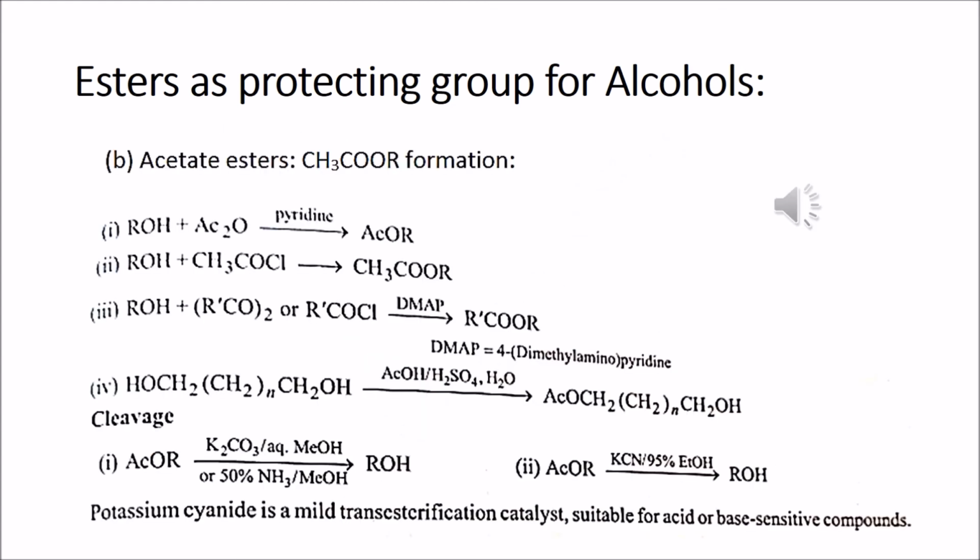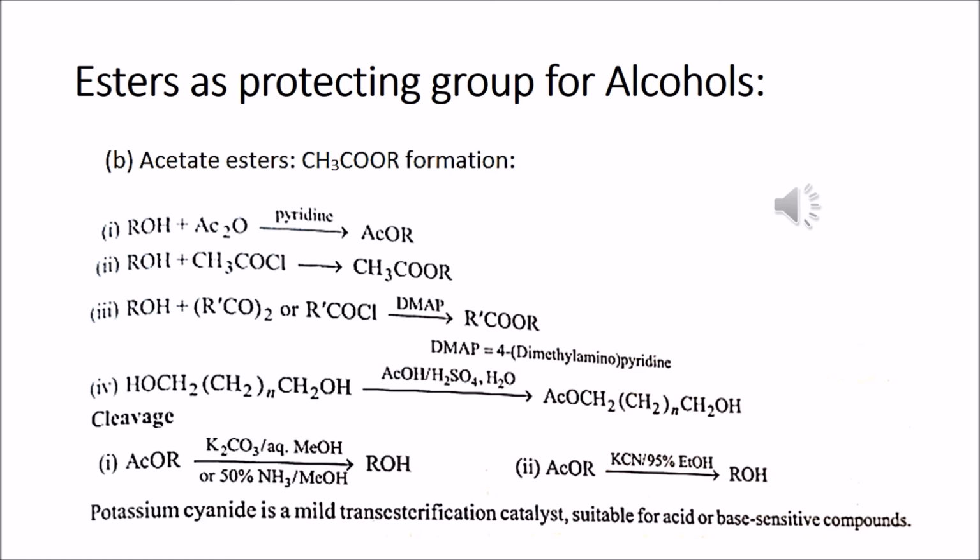Here also you can see that acetate ester formation is given by a different reaction, where ether in the presence of pyridine, as with acid chloride, the alcohol reaction gives us that ester, and its cleavage is given over here in the presence of K2CO3 and methanol, or with 50% NH3 methanol, to get the alcoholic group back. So the protection and deprotection is shown over here.